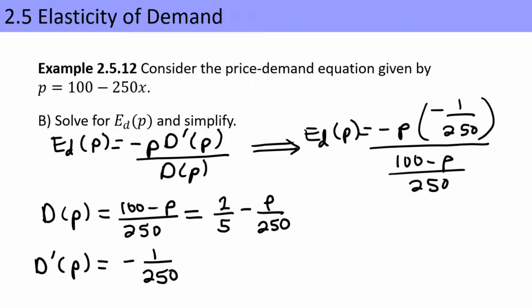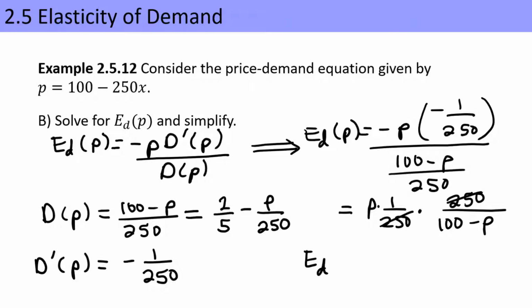Let's invert and multiply to simplify. So the numerator, the negative and negative, gives us a positive P times 1 over 250, and then for the denominator we invert and multiply, so we would have 250 divided by 100 minus P. The 250s cancel, and we finally get the elasticity of demand equation. For this function, it becomes P divided by 100 minus P.